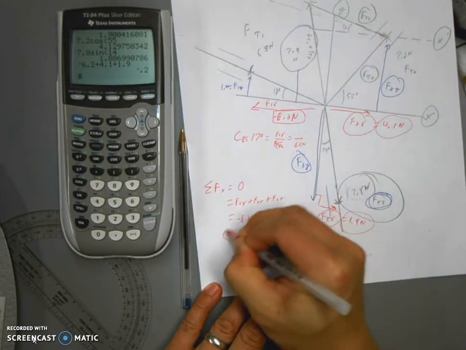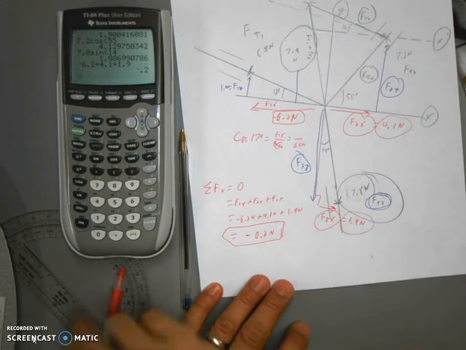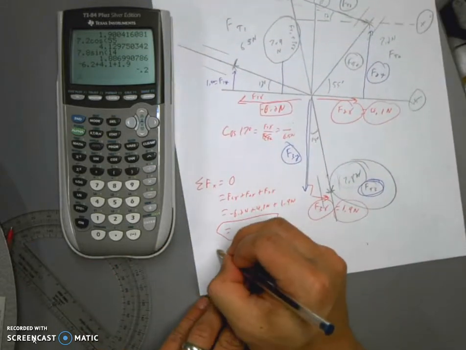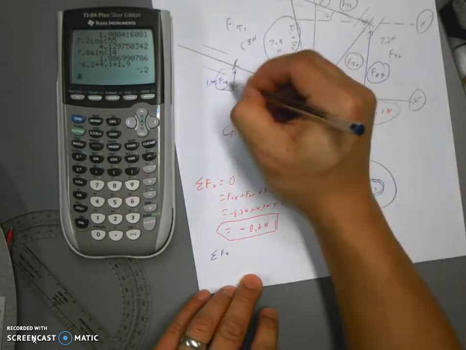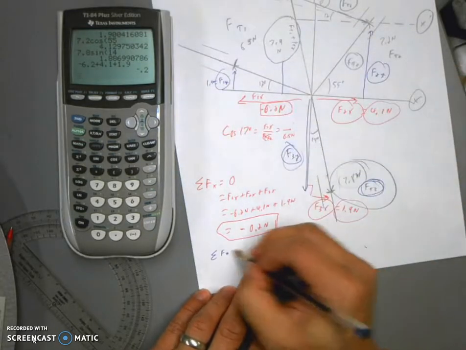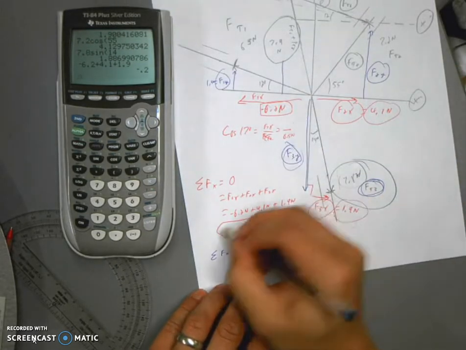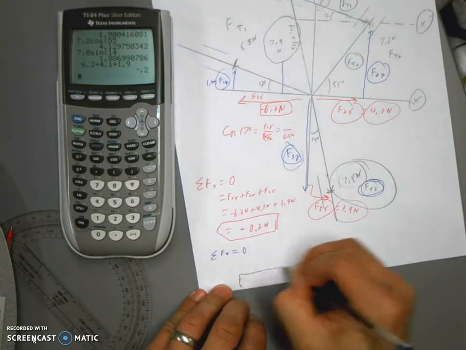Close enough. You get anything under half a newton and you're fine. Do the same thing in the y direction for F1y, F2y, and F3y, and it should also equal 0. This mathematical or trigonometric proof is the second part of this lab.